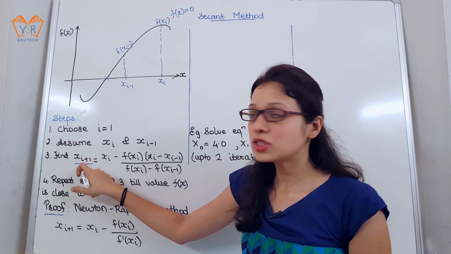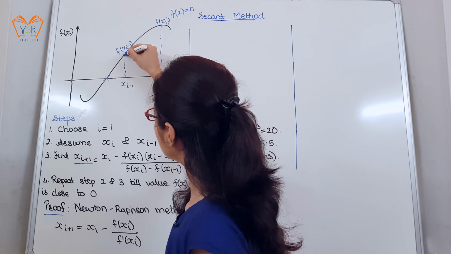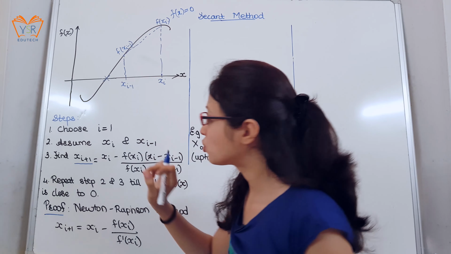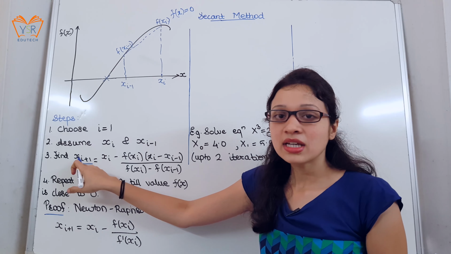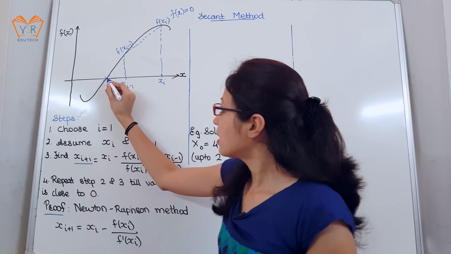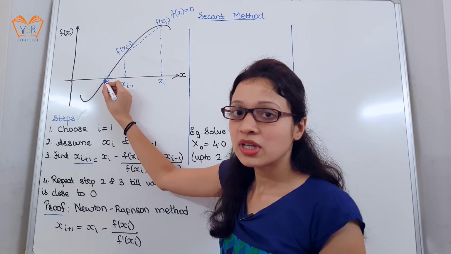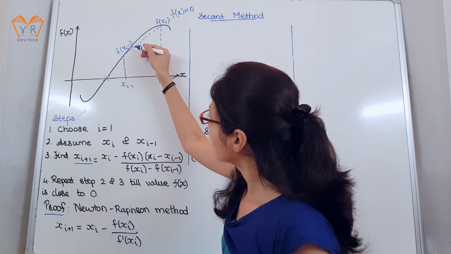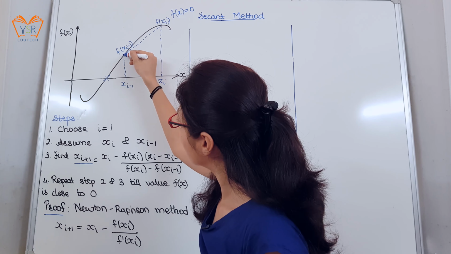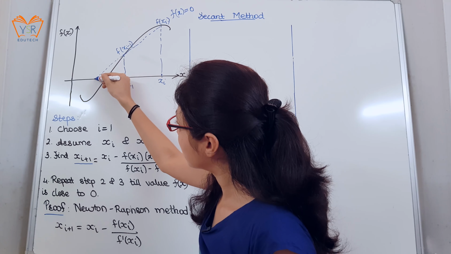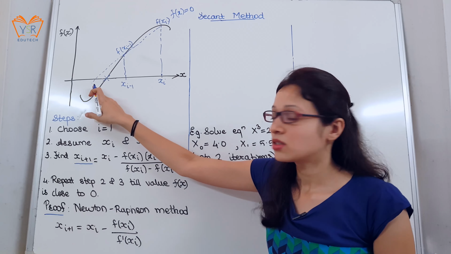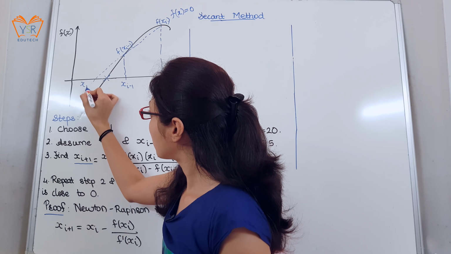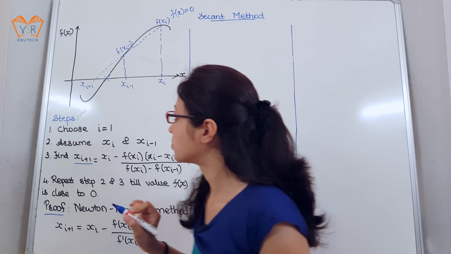To find this point, join these 2 points or draw a secant that connects these 2 points. Now this is the approximate root. This is the exact value of the root and we are supposed to find out the approximate root. For that, we'll extend this line that cuts the x-axis. So this will be the approximate root denoted by x i plus 1.